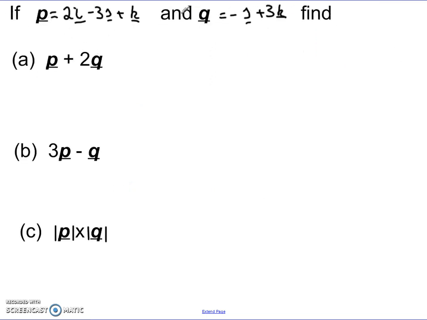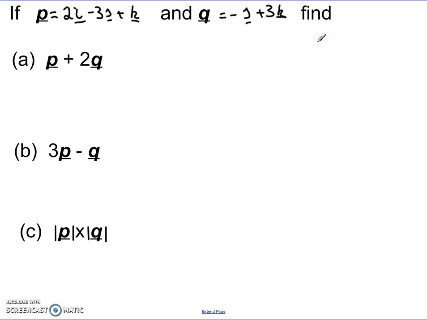Third question was I had these two vectors here and I had to find these properties with them. So I had to find p plus 2q, 3p minus q, and then magnitude of p times the magnitude of q. Now, when we're doing vector operations when it was column vectors, we matched up the x, the y, and the z's, and we did the operations between them.